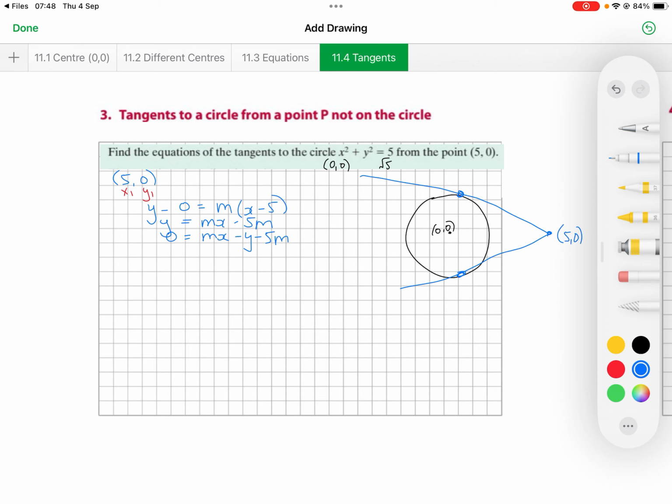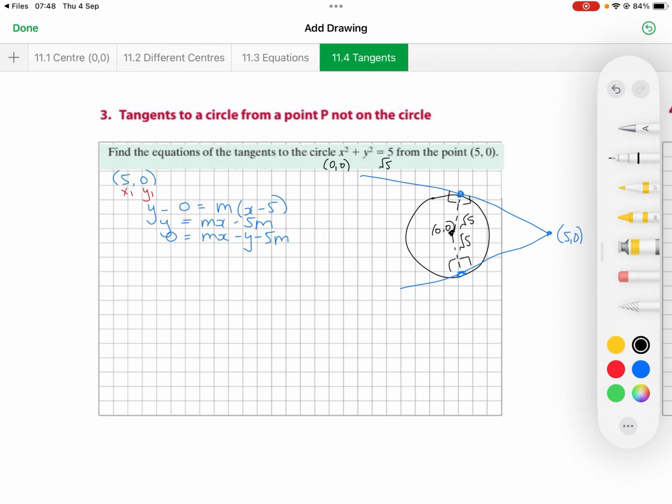I need to specifically find these two lines that are tangents to the circle. And what we know is that if they're tangents to the circle, if we draw a line from the centre to the point of contact, then the distance of that is going to be equal to the radius, so root 5. So we know that these lines are a distance of root 5. So I'm going to use my perpendicular distance formula again.